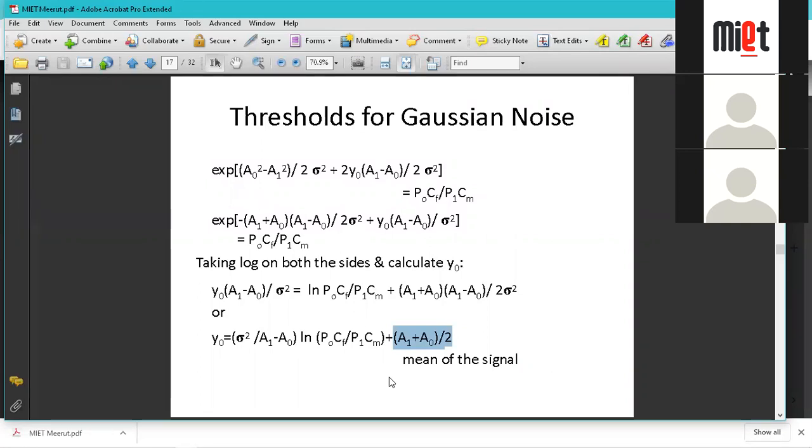For example, if A0 is -1 and A1 is +1, then the average of the two will be equal to 0. And this is what we do in general. But in reality, we should do like this. It is not an easy equation. It has become complicated because this will give you the reduced form of the probability of error. Next, please.